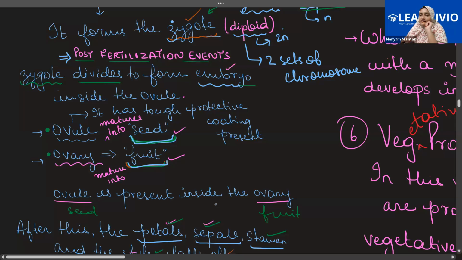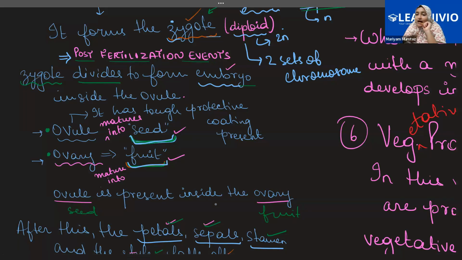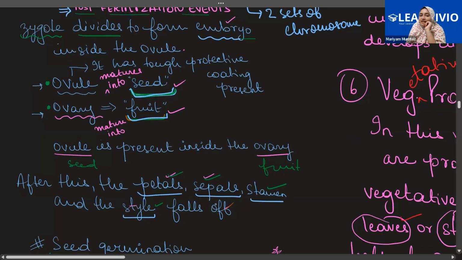And remember that you might have seen that the seeds have a very thick outer layer, right? It has a very thick coating because that seed is used to plant another plant, isn't it? That seed has the potential to give rise to another plant. So the ovule is present inside the ovary, meaning the seed is present inside the fruit.